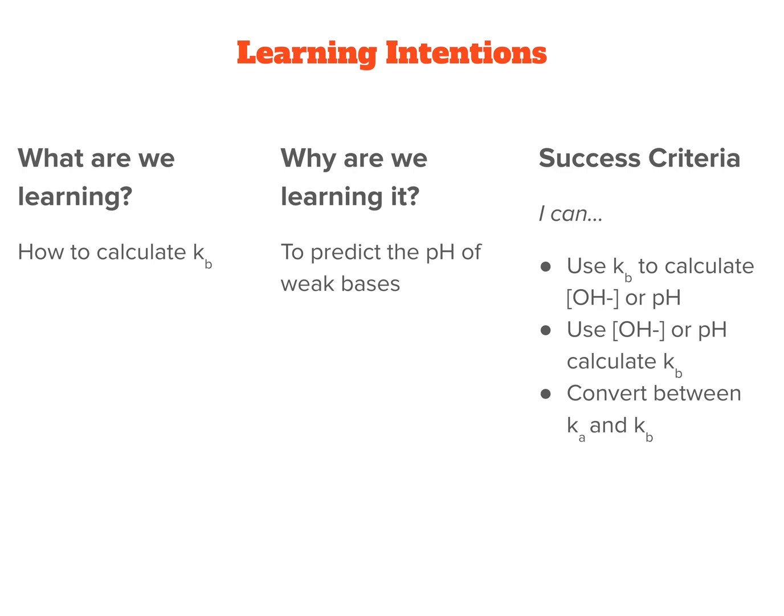Today we're discussing how to calculate Kb, the base equilibrium constant. We're doing this so we can predict the pH of weak bases. We want to be able to convert between OH minus, pH, pOH, and hydronium ion concentration, as well as being able to convert between Ka and Kb.